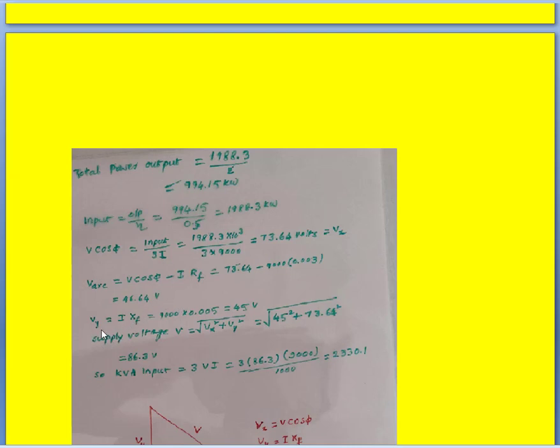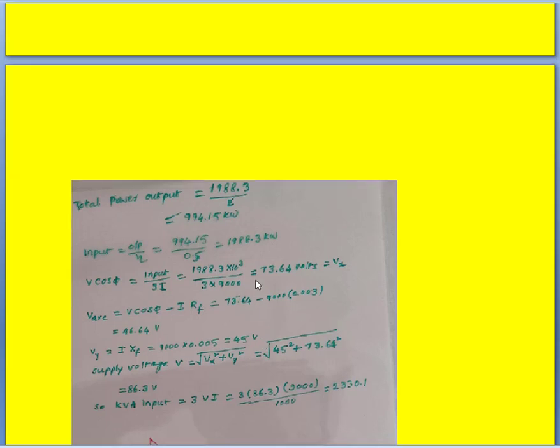Then we know the furnace reactance, that is 0.005. From that we can calculate the j component of the supply voltage, that is given by Vy, which is nothing but I into Xf. I is given as 9000 amperes, so into 0.005, we get 45 volts.